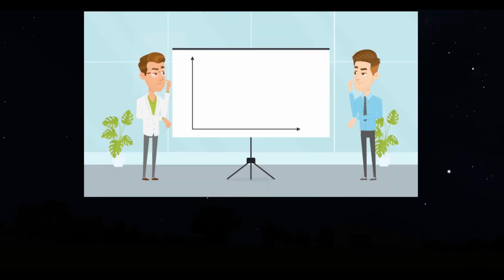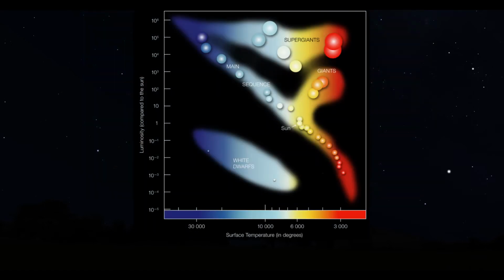A couple of astronomers named Hertzsprung and Russell wondered what would happen if they took the measurements of the temperature and brightness of a lot of stars and plotted those results on a graph. Now, if there was no relationship between the temperature and the brightness, the stars would be scattered all over the graph. Instead, they found the pattern we see here. This graph is now known as the Hertzsprung-Russell or HR diagram.